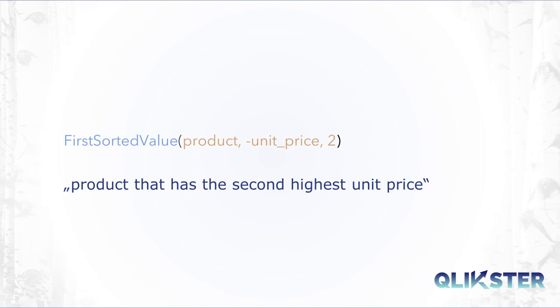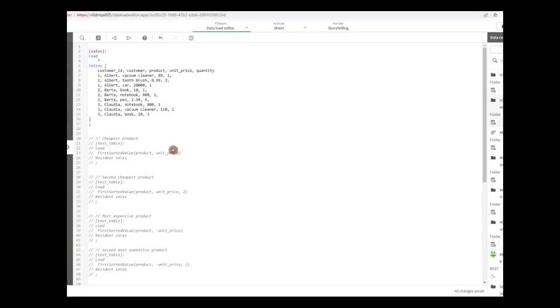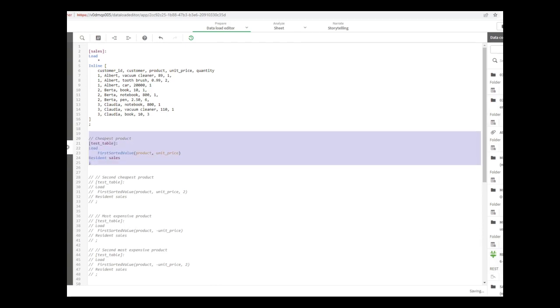Let's have a look at some more coding examples. Now imagine we have a table of some sales of different customers, Albert, Berta, and Claudia, who buy different products for different unit prices and different quantities. So first of all, we would like to get the first sorted value of product with respect to the unit price. So basically the cheapest product. Let's load this table.